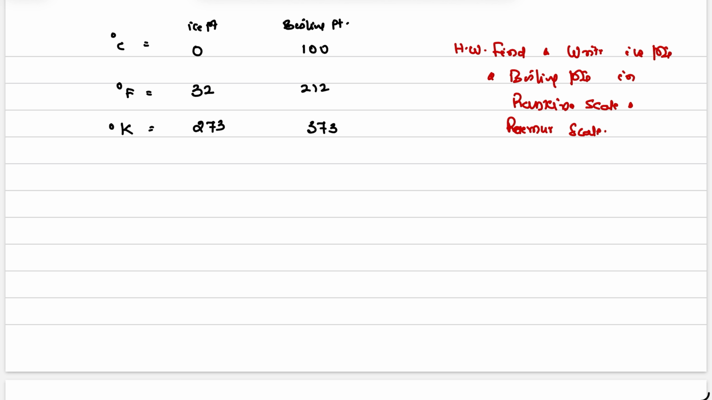Now, we know this. What is the difference between the ice point and boiling point? In degree centigrade, it is 100. In degree Fahrenheit, 212 minus 32 is 180. In Kelvin, it is not degree Kelvin. It should be Kelvin only. There is no degree for Kelvin. Kelvin is 100 now.